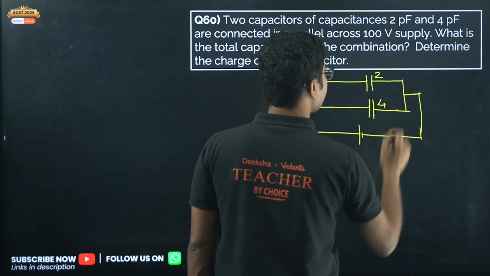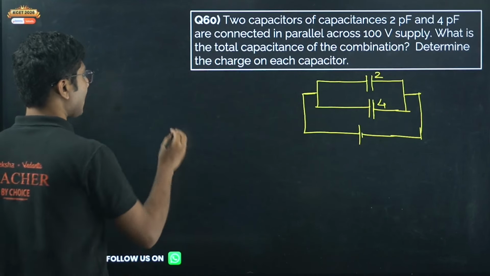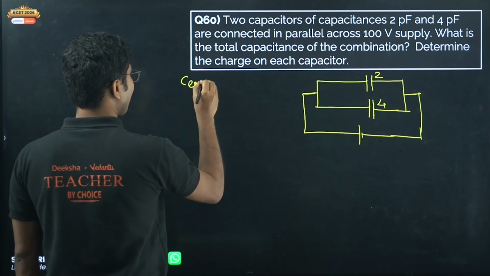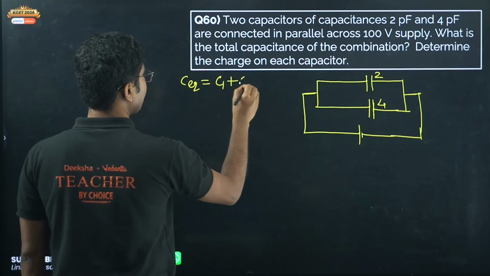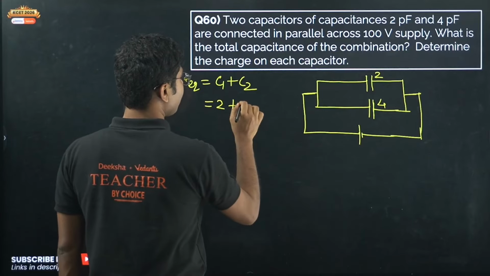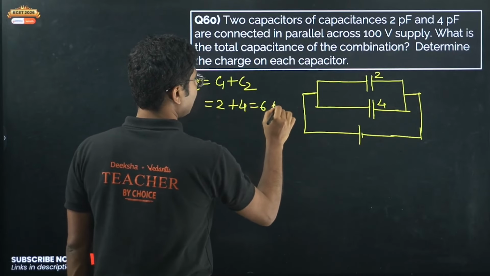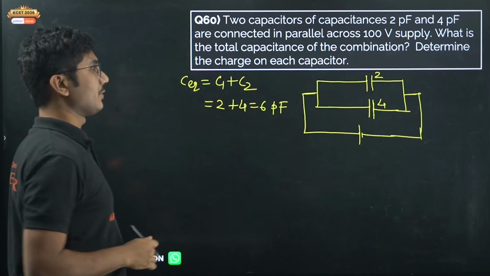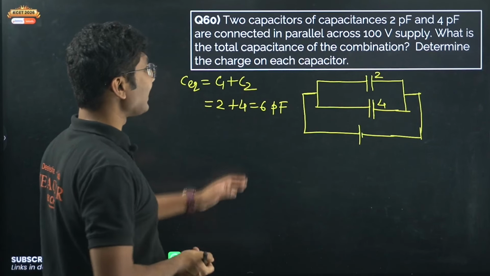First step is to calculate the equivalent capacitance or total capacitance. So total capacitance in parallel combination is simply addition. Remember, for parallel combination of capacitors, capacitances add. For series combination of capacitors, they add reciprocally. Okay, so remember that. Don't get confused between resistance and capacitance. For parallel combination of resistance it is slightly different, right? So 2 plus 4, that is 6 picofarad is the equivalent capacitance.